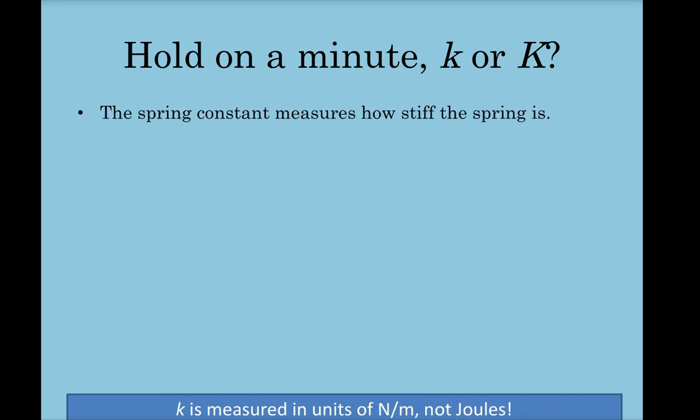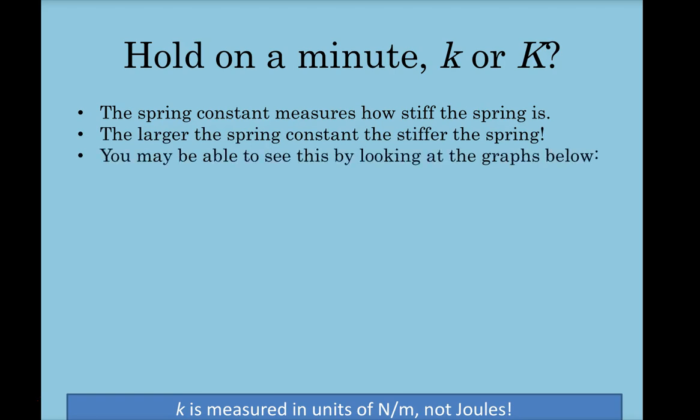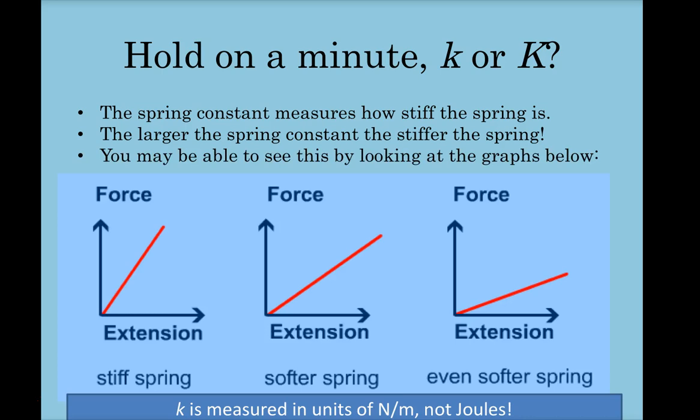As we learned when we talked about spring potential energy, the spring constant measures how stiff the spring is. The larger the spring constant, in hundreds of newtons per meter, the stiffer the spring. You may be able to see this by checking out the graph. If you pull it, and it takes a tremendous amount of force just to move a little bit across the x-axis, that's a very stiff spring. This one can go a lot farther with the same force, and this one requires very little force to go anywhere at all. Many things have a spring constant, not just metal springs.